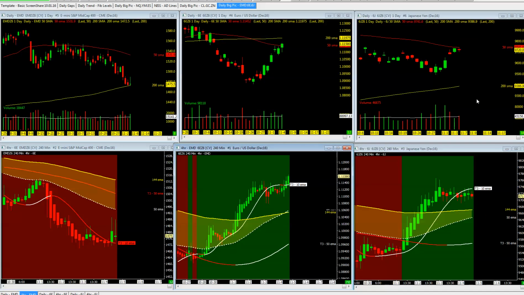And then to round it out, the yen testing that 50. So again, this is what I'm looking for. As you can see here on the 6J, same situation. Price action lifts upside. We got the 50 still below the 144. I got price action above the moving averages, but I also have a test of the 50 SMA, which now the 6J, the yen, is testing.